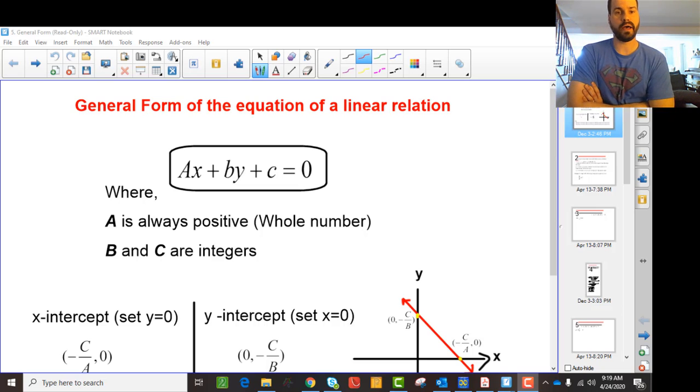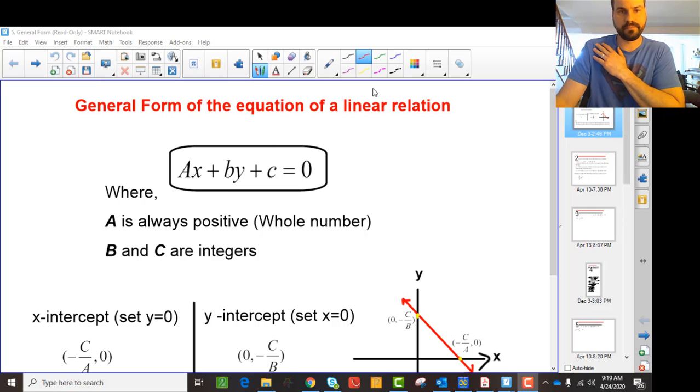So we want to look at the last form of the linear relation. We looked at the slope-intercept form 2 videos ago. We looked in the last video, if you're watching them in order, which hopefully you are, at the point-slope form, and now we want to look at general form.